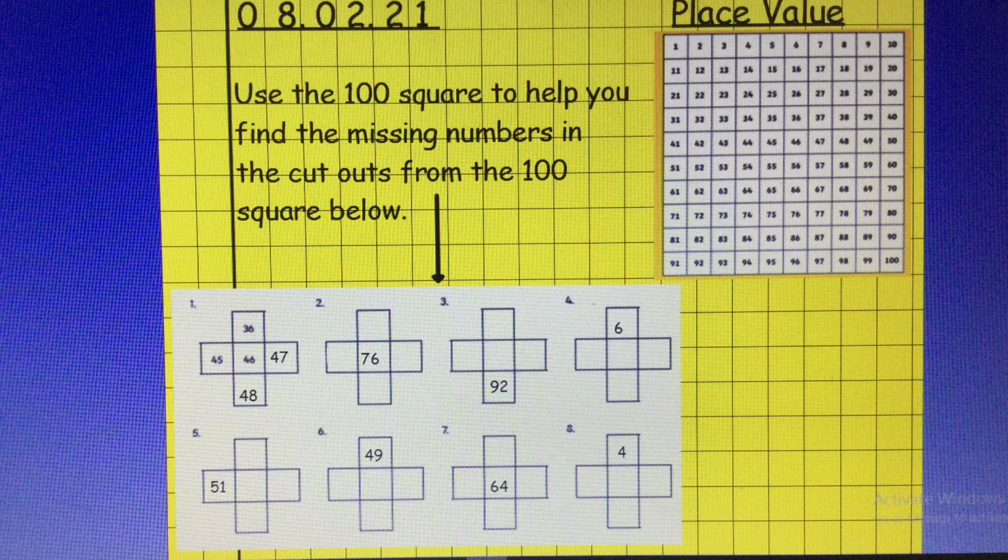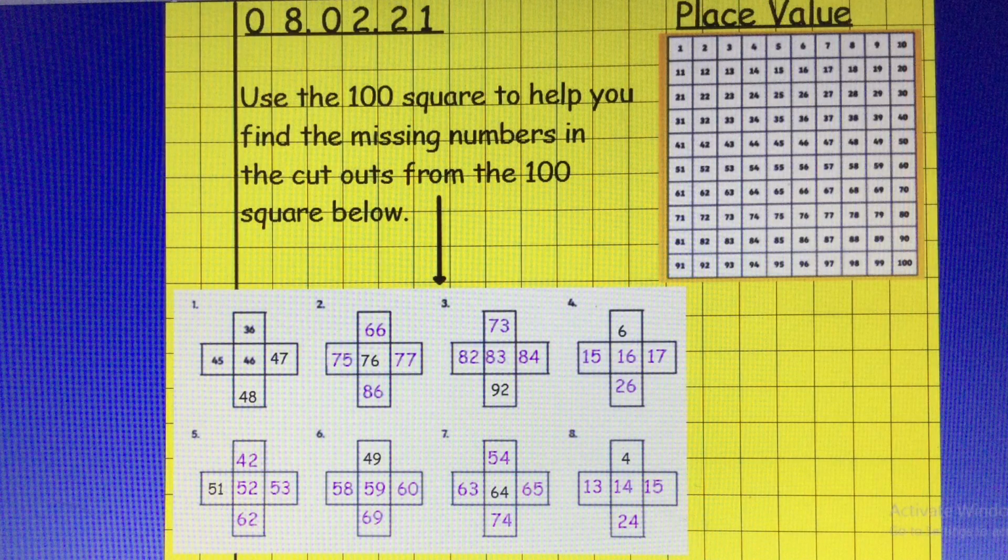Here is your place value activity for today. I know we've done something a little bit similar before, but this time I've included a 100 square at the top of your screen to help you find the answers. Below you've got 8 bits that have been cut out from the 100 square and you need to fill in the answers. The first one has been done for you. Pause the video now to have a go. And here are your answers. Pause the video now to mark the ones that you have done.